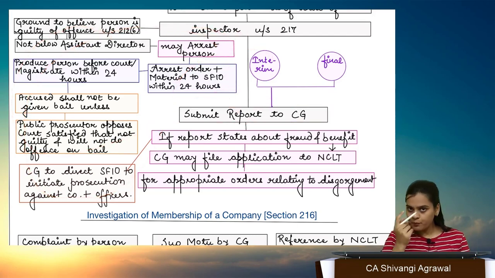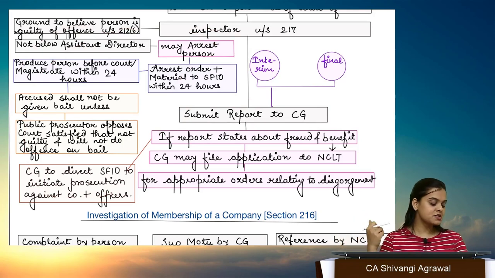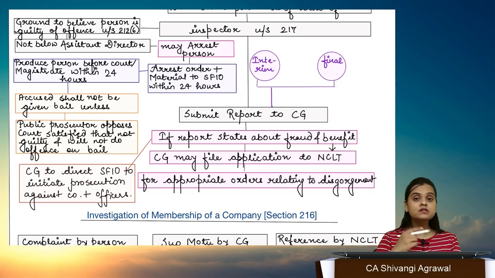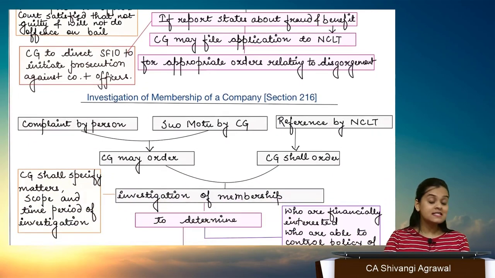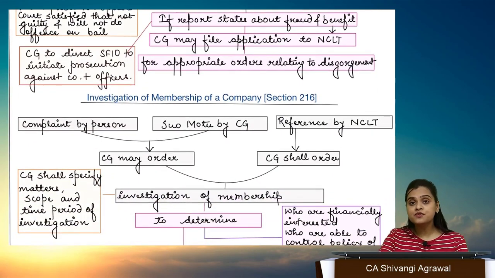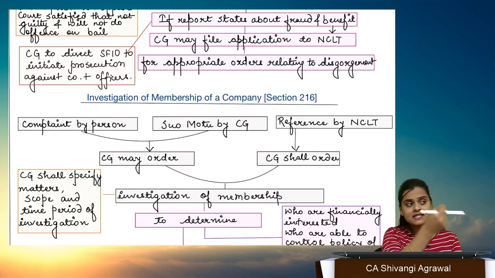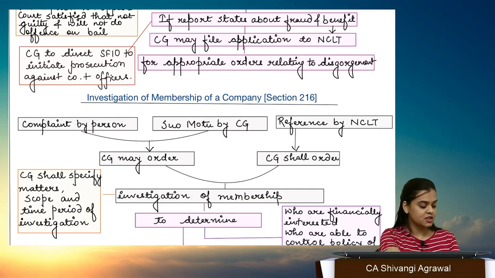The inspector appointed will carry out the investigation, submit the report to central government. If central government directs, then it will also submit interim report, otherwise just the final report. And the report may state that yes, these people have committed fraud. So CG will take an action in pursuance of the report. What will be that action? CG will direct SFIU that okay, file the complaint and start the prosecution against these people. That means the legal proceedings will be started and adequately they will get the punishment.